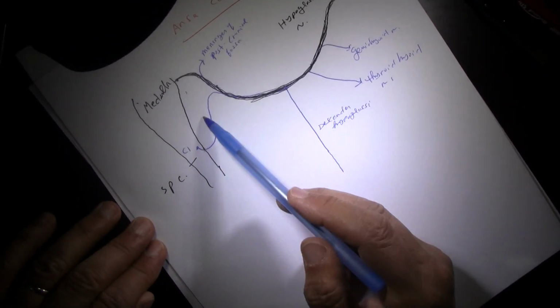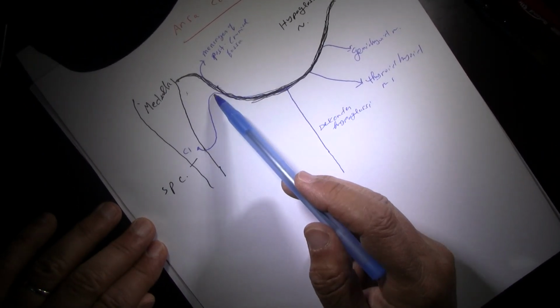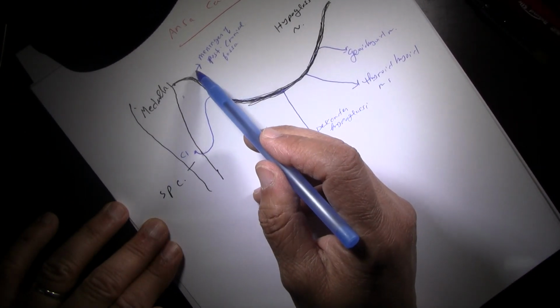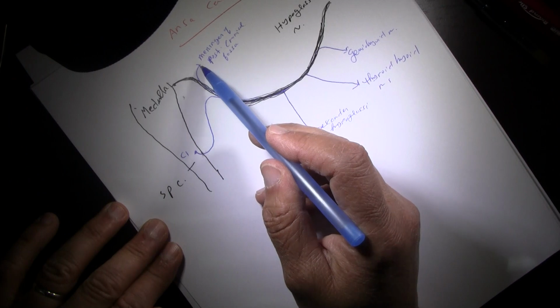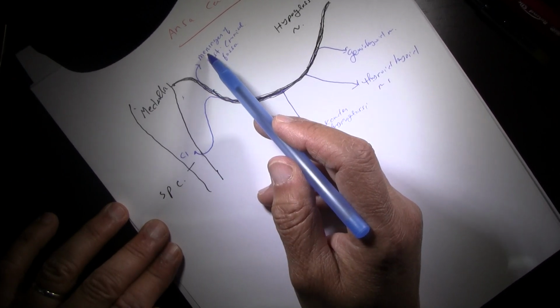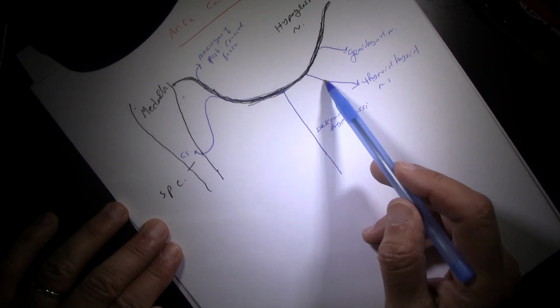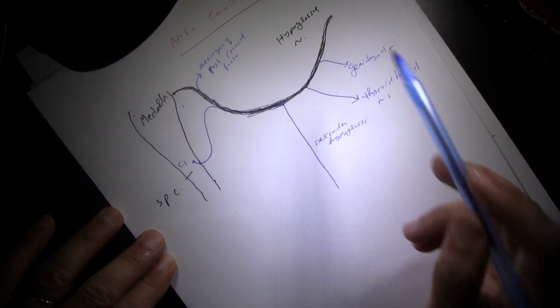So how many branches come out from C1, which is carried by the hypoglossal nerve? You have the meningeal branch, which ascends to the posterior cranial fossa, supplying the meningeal covering there. Then you have the descendens hypoglossi, the nerve to thyrohyoid, and the nerve to geniohyoid.